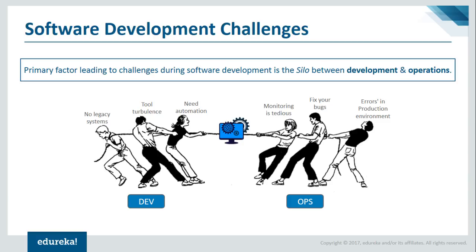To eliminate this, we have something called DevOps. But before I go into more details about DevOps, let me talk about a few more challenges and problems that these teams come up with. As you can see here, the developers, besides just saying that, also blame the operations for having legacy systems, because the operations would say that they cannot move everything to a new system.